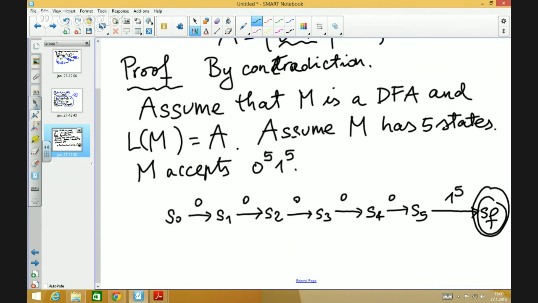That's a snapshot of the computation of my automaton. It has to have a computation of this form, in fact, exactly one computation of this form, because it is deterministic, because it has to accept this string.